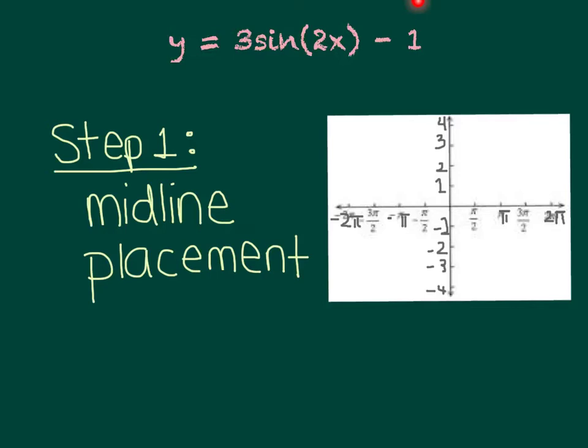The first step to graphing this sine equation is to locate and place the midline. In this example, the midline is -1 because that is the number that's subtracted at the end. I'm going to draw a dashed line in at -1, and you may want to pause the video and do the same.